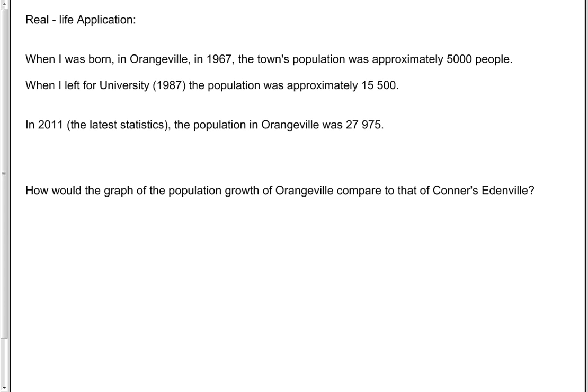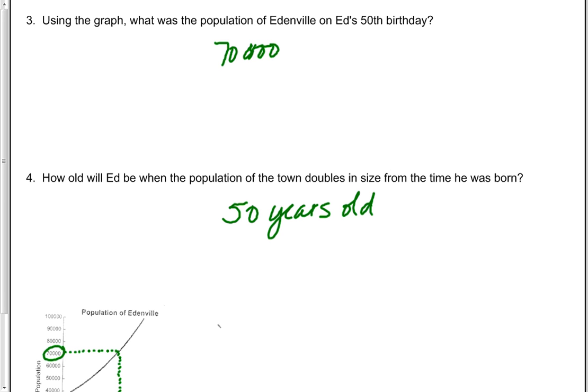When I was born in Orangeville in 1967, the town's population was approximately 5,000 people. When I left for university 20 years later, I was a slow learner really, the population was approximately 15,500. In 2011, Orangeville was 27,975. Okay, do you think my graph is going to look less steep or steeper than Connor's? Is my initial value different? Let's have a look and compare.